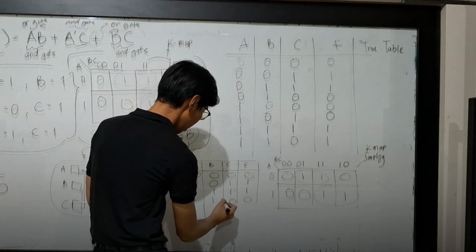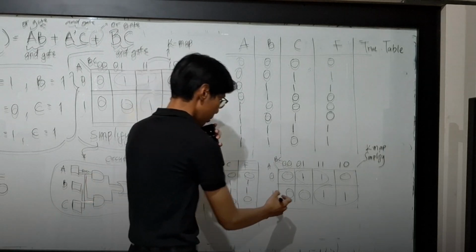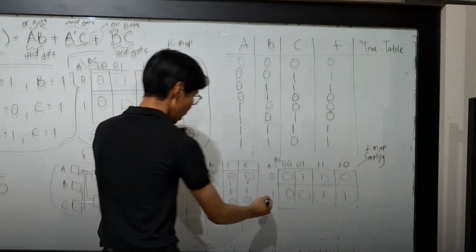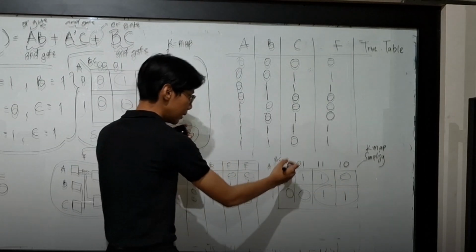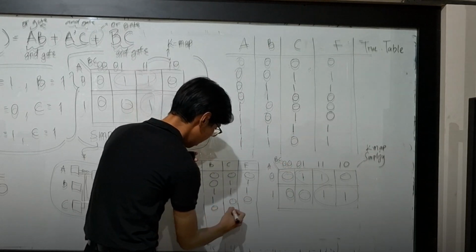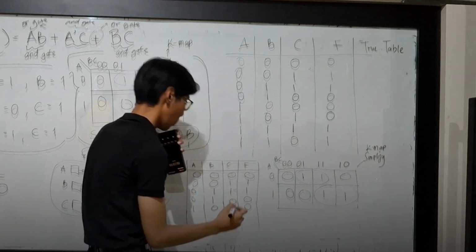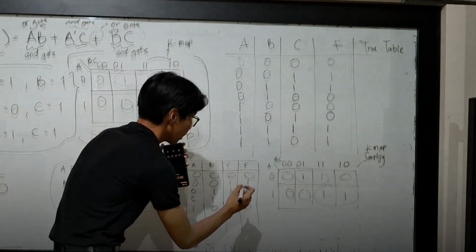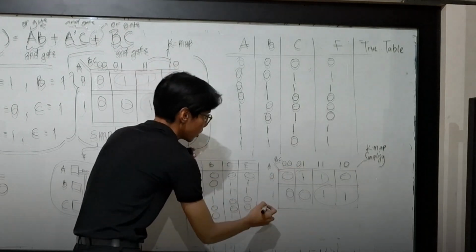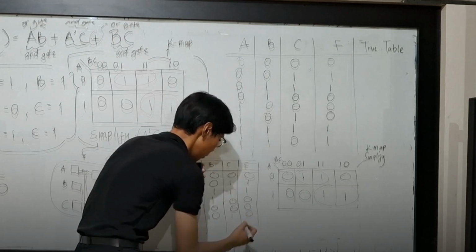Okay, next. In the block 2, A equals 1, B and C equals 0. So 1, 0, 0, and the output is 0. 1, 0, 1, the output is 0.